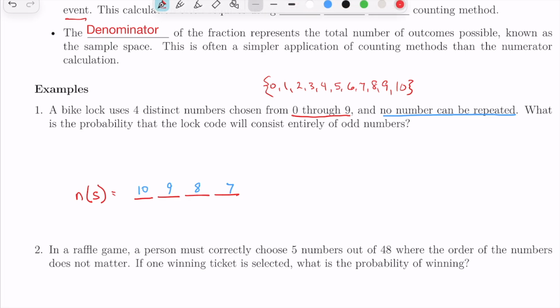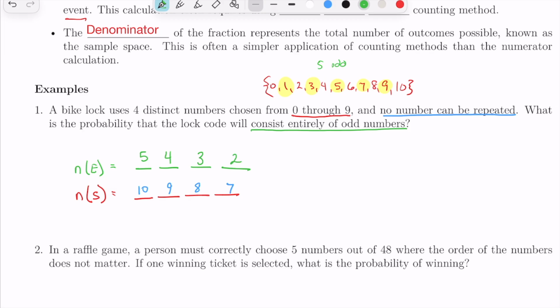Now what we want to do is the E part of this, or what we want. We want this to consist entirely of odd numbers. So our event is odd numbers. And when I look and see how many odd numbers I have in this, I have 1, 3, 5, 7, and 9. You can see we have a choice of 5 odd numbers to choose from. So I would have 5 numbers to choose from for the first position. I would have 4 numbers to choose from for the second, and then 3, and then 2.